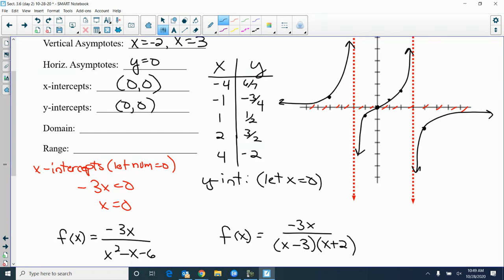Domain, what do you think on that domain? It doesn't include -2 and it doesn't include 3. Negative infinity to -2, union -2 to 3, union 3 to infinity. All right, what about the range? Negative infinity to 0, union 0 to infinity.